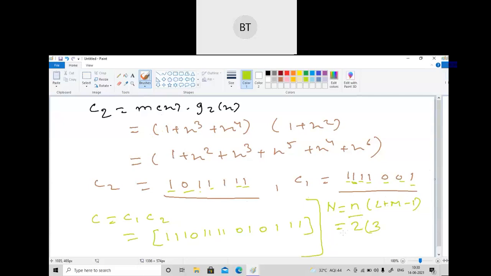Yes, Amisha, it is correct. I have written here, M is given as 5 bits, I think. So I will write here 5 minus 1. So you can see 2 into 7, which will be equal to 14. If you count here, 1, 2, 3, 4, 5, 6, 7, 8, 9, 10, 11, 12, 13, 14, this will be the 14 bits which we are getting. This is the final answer. So please tell me if any doubt is there in this.